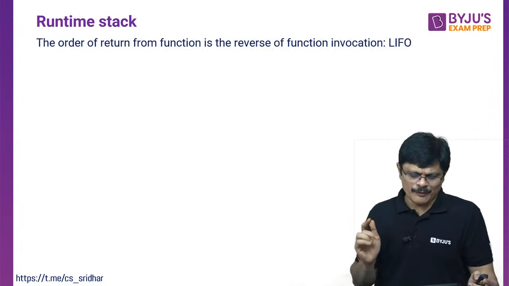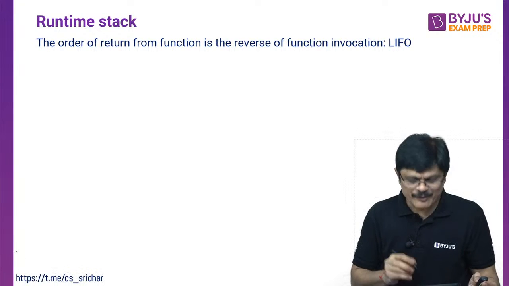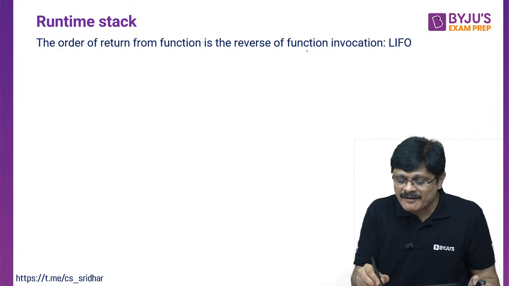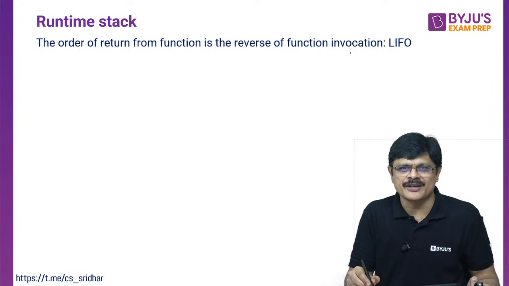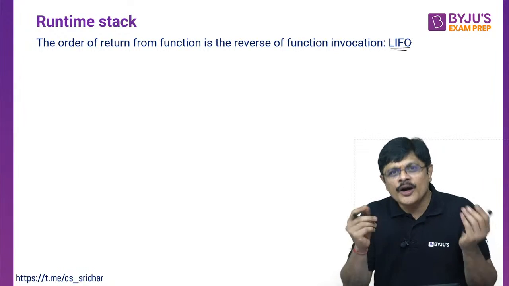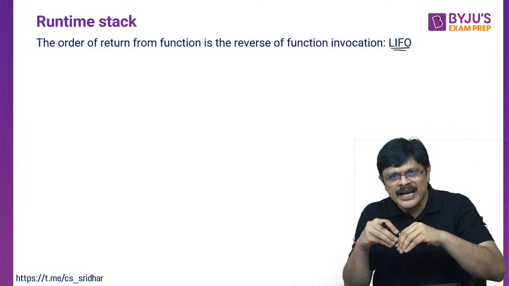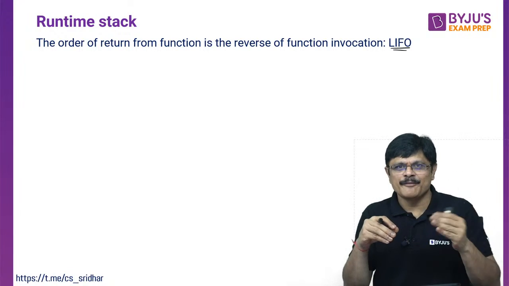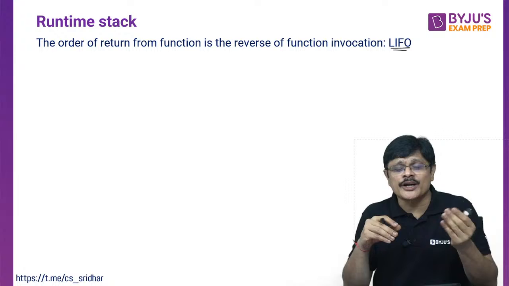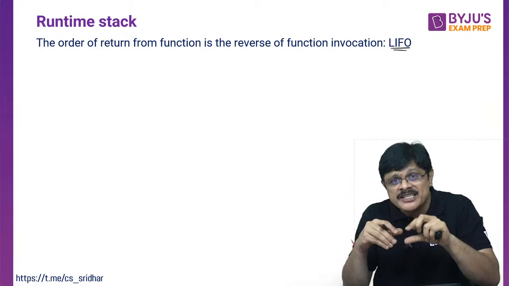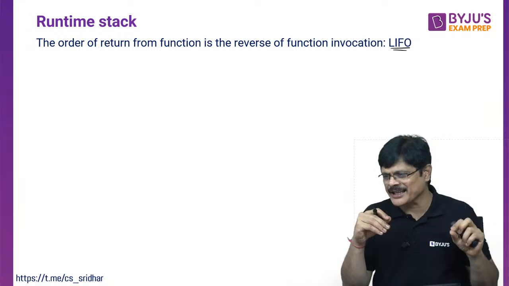Okay. So what we do is, let us try to understand with one example. Before that, the order of return from functions is the reverse of the function invocation. We already understood, no? The order in which the functions' activation records are pushed onto the stack is reversed when you pop. The last activation record which is pushed onto the stack is the first one which is popped out of the stack. Am I clear?